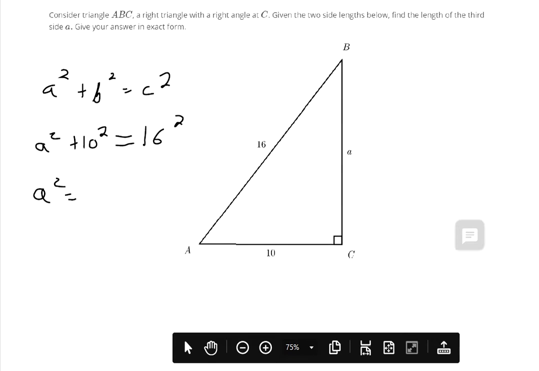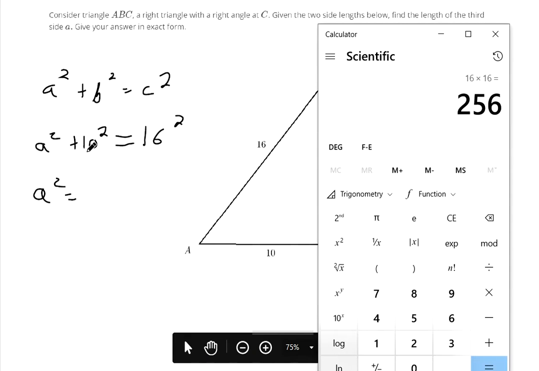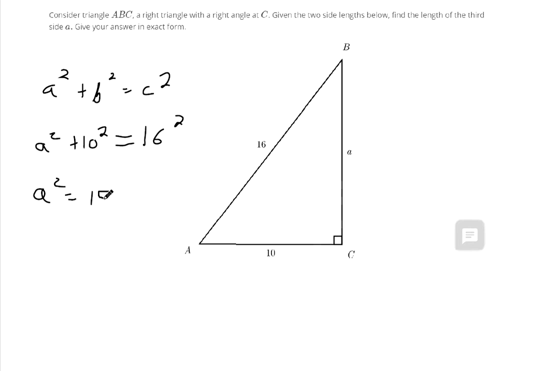So 16 squared, I probably should know what that is as a math teacher, but I don't. 256. So I've got 10 squared, that makes 100, equals 256. I'm going to subtract 100 from both sides. So I get A squared equals 156. And they want an exact answer, so I need to take a square root of both sides.